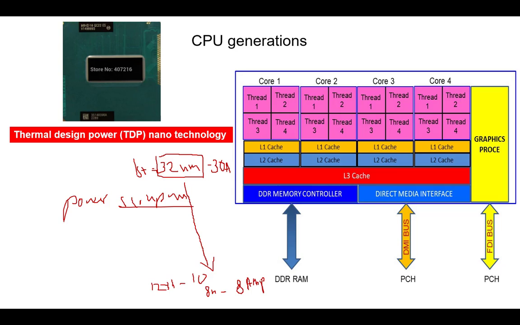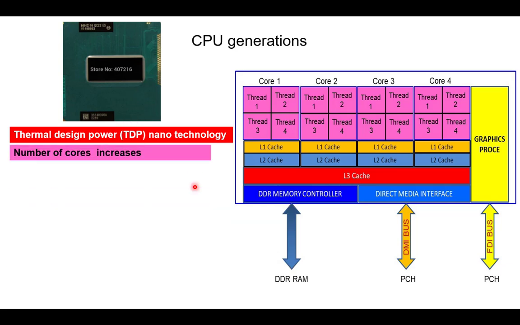Number two is that these CPUs get very hot. They require a very strong heat sink and strong fan. But the newer CPUs require only a few small heat sinks and a little fan to run, because the cooling is very good. So that is the first advantage of this, called the TDP. It's called the thermal design power.